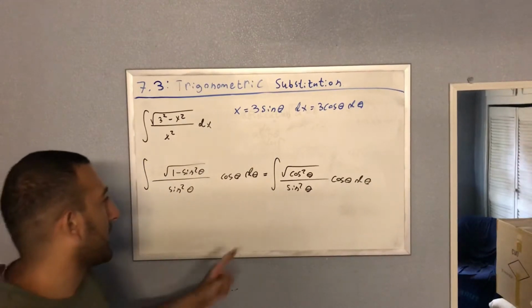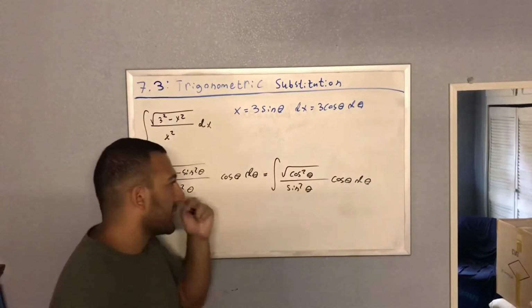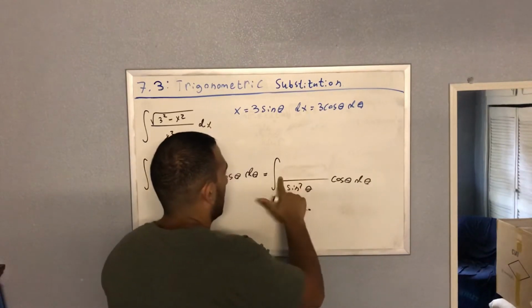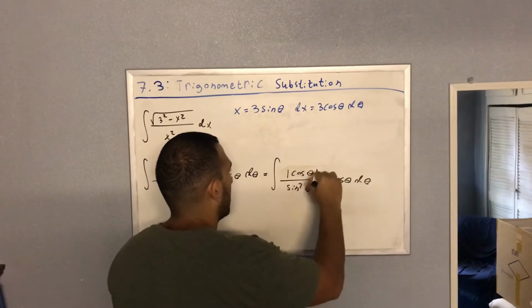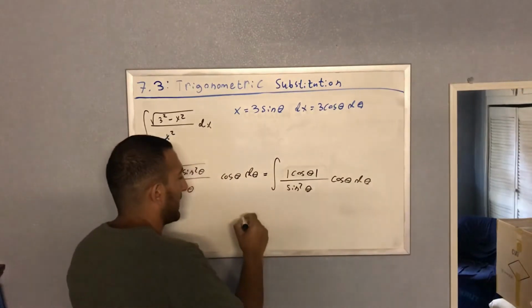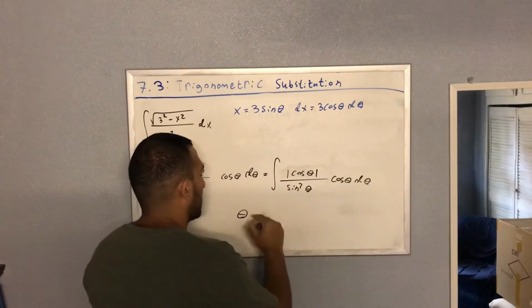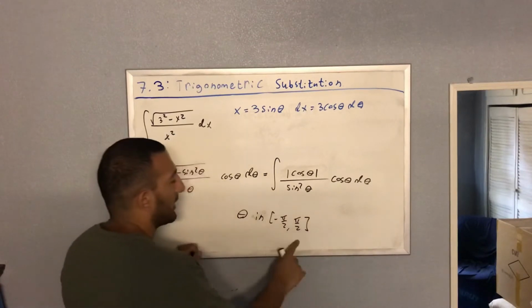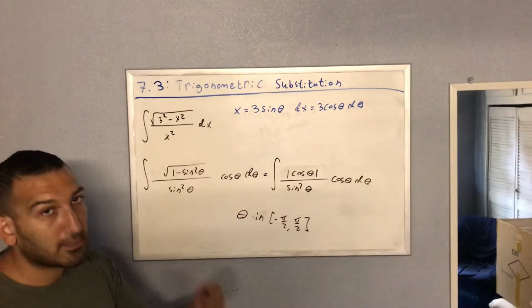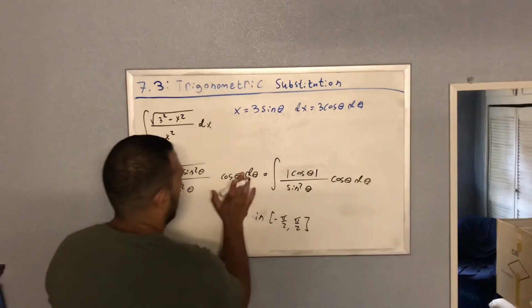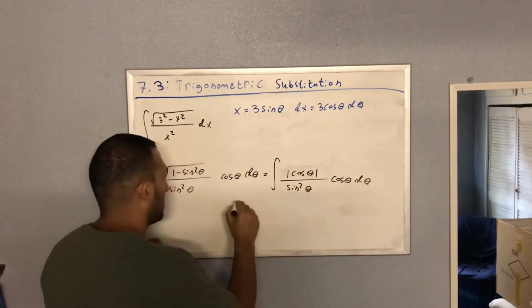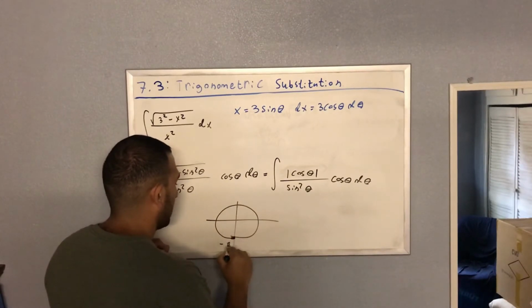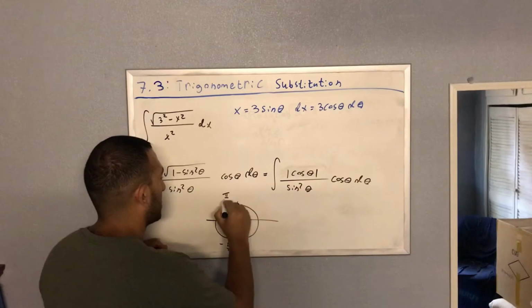And then remember that the square root of cosine squared is just cosine. It's technically the absolute value of cosine, but we know that because theta is in this interval, for these angles, the cosine of these angles are always positive. Because remember, negative pi over 2 to pi over 2 on the unit circle is here. This is negative pi over 2, this point down here, and positive pi over 2.